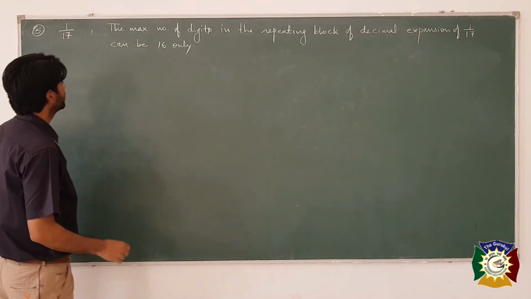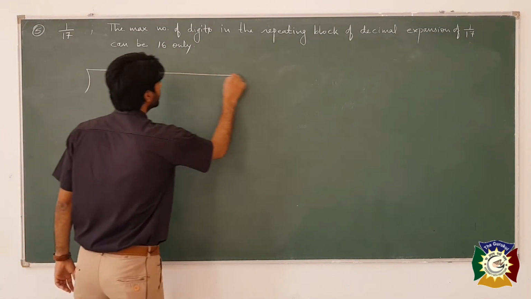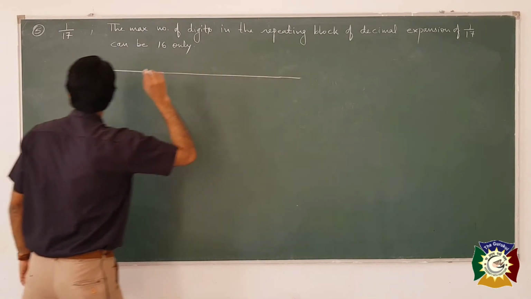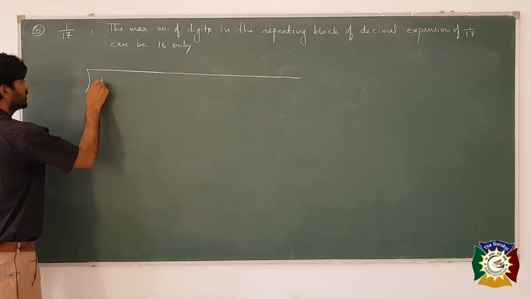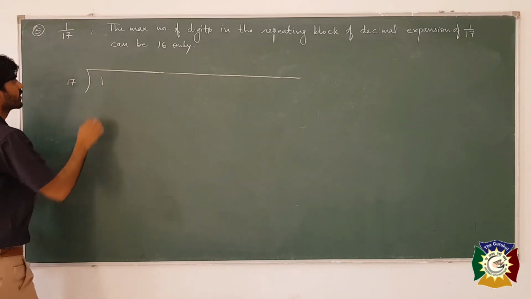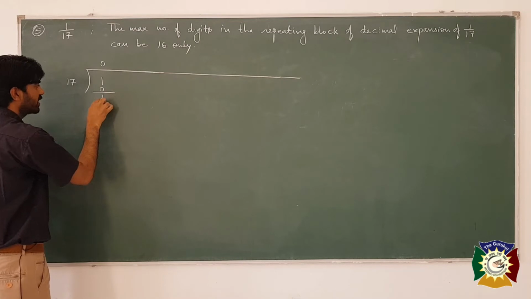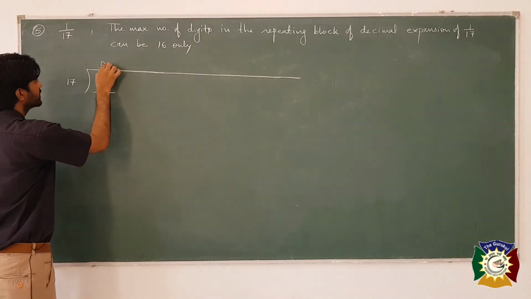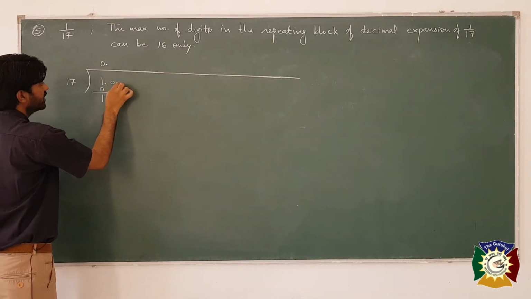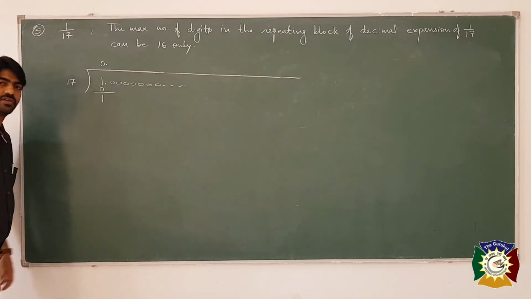So let us divide 1 by 17. 17 zeros are 0. Again we are getting 1. Then a decimal here, then many 0s we can have. As many zeros as we want, we can put.